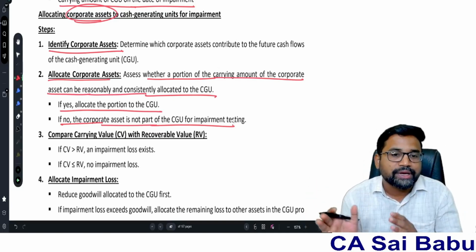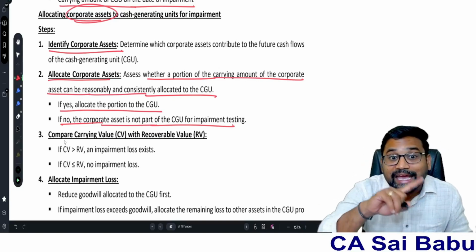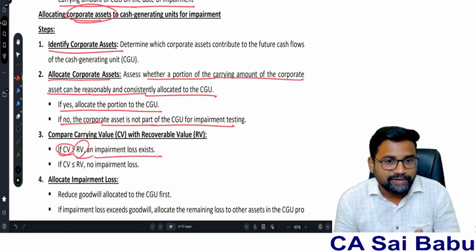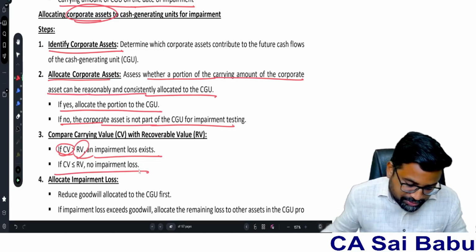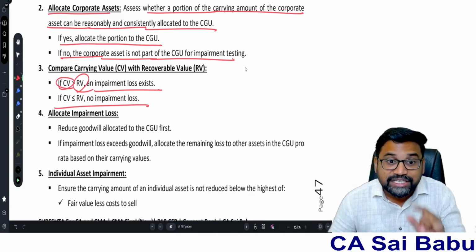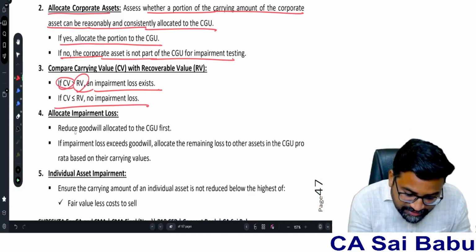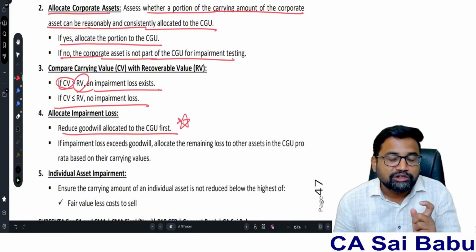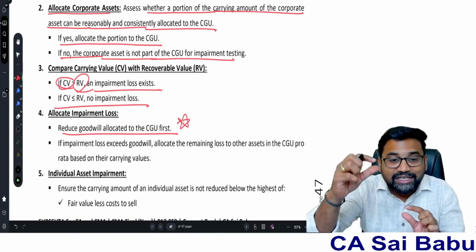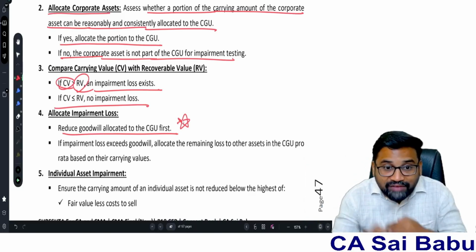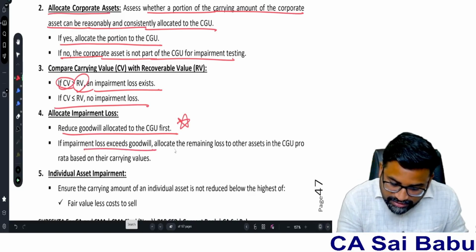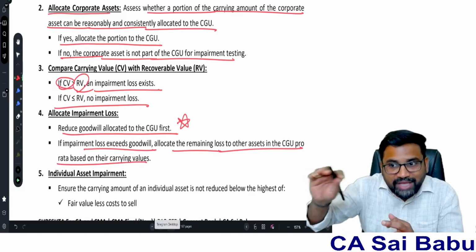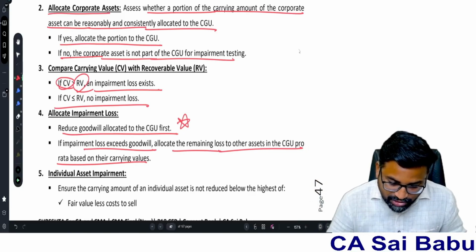Once you allocate corporate assets to CGUs, you check the cash generating unit's carrying value against its recoverable value. Tell me when impairment loss will come. When carrying amount is more than recoverable value, impairment loss exists. If carrying amount is less than recoverable value, no impairment loss. Now suppose there is an impairment loss for the CGU. What you need to do next is, whatever impairment loss came, first reduce the goodwill allocated to the CGU. This is important. Whenever you find impairment loss for a cash generating unit, this loss is first used to reduce the goodwill allocated to the CGU. After that, if there is still any impairment loss, allocate it to the remaining assets based on their carrying values. That means the remaining impairment loss will be reduced from the other assets based on their carrying values.